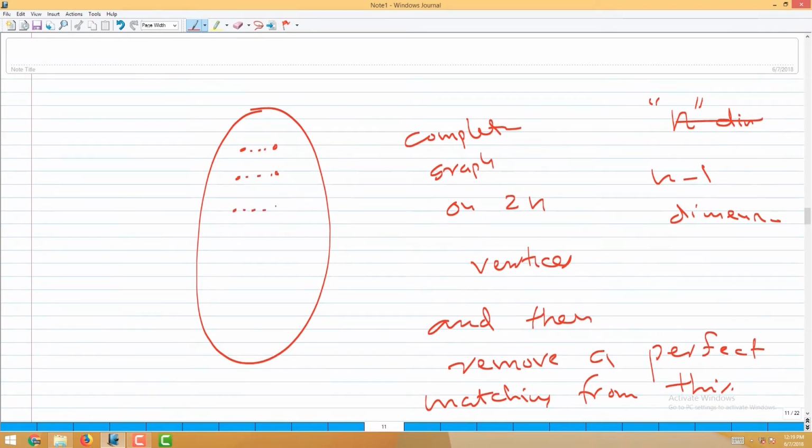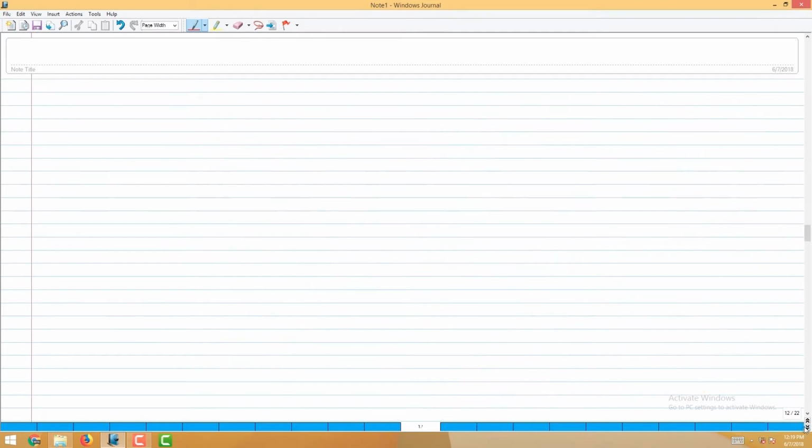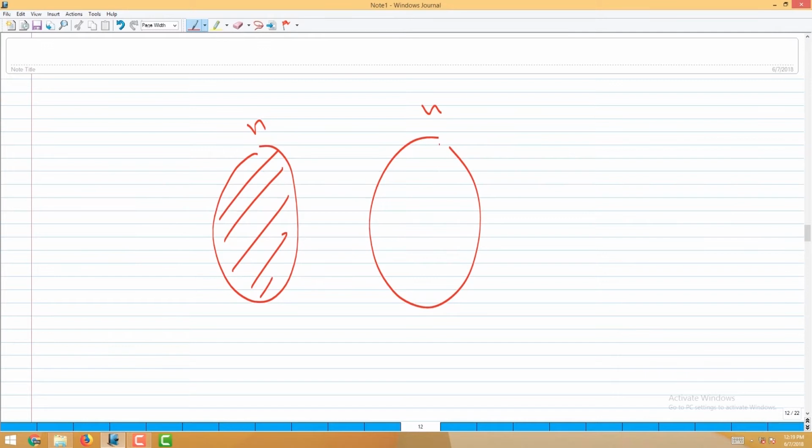So you are removing a perfect matching from this. So I can draw it better. This is n vertices, and this is n vertices. There are, because I had 2n vertices in the thing, and then I have this corresponding thing.